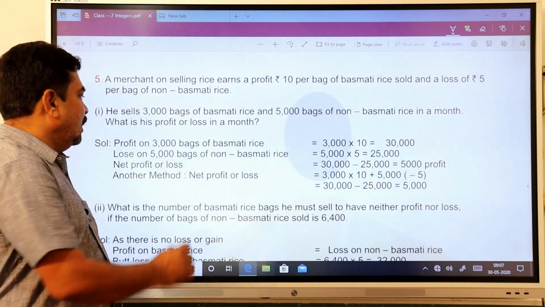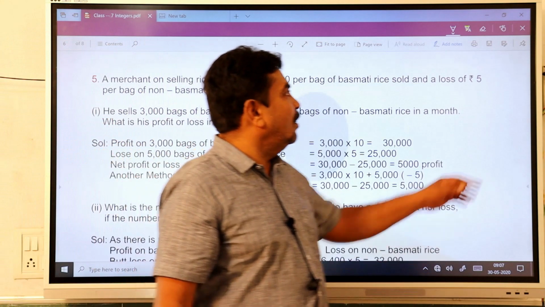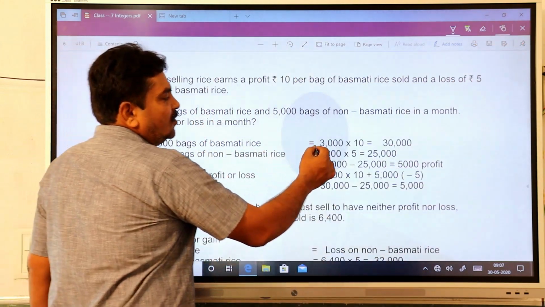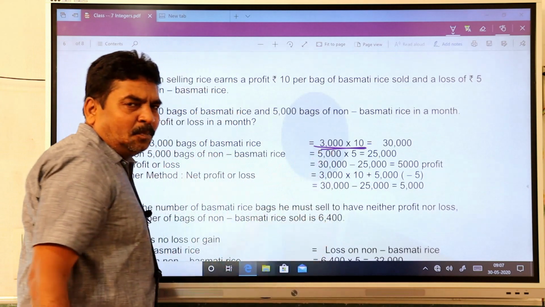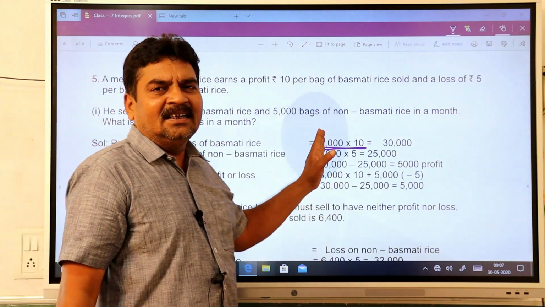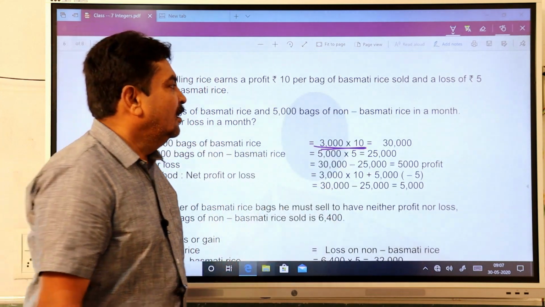Let's see. Profit on 3,000 bags of basmati rice. That is 3,000 into 10 rupees on each bag. He is going to get a profit. So 3,000 he sold. So 3,000 into 10 is how much? 30,000.